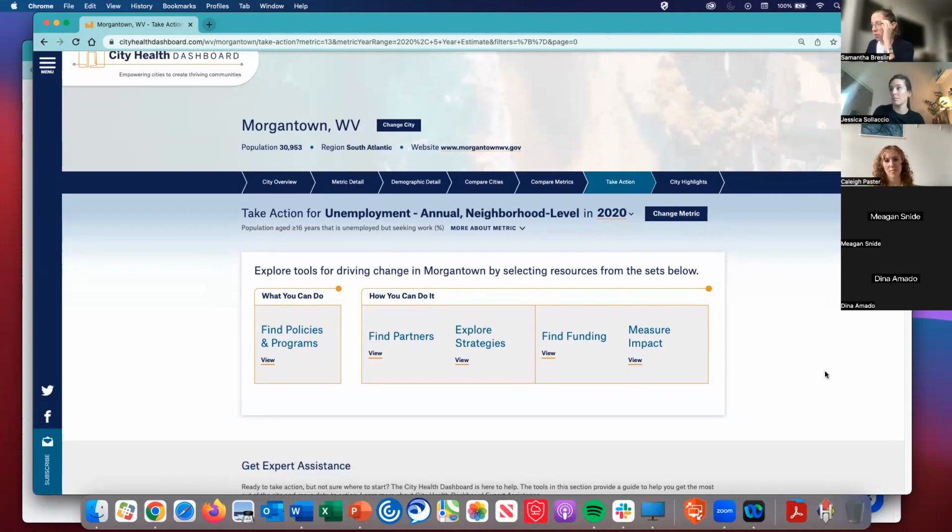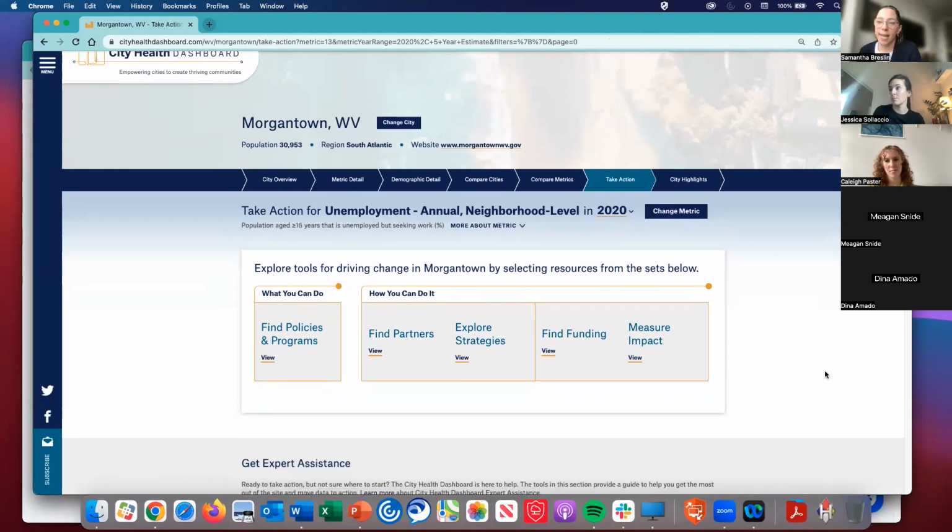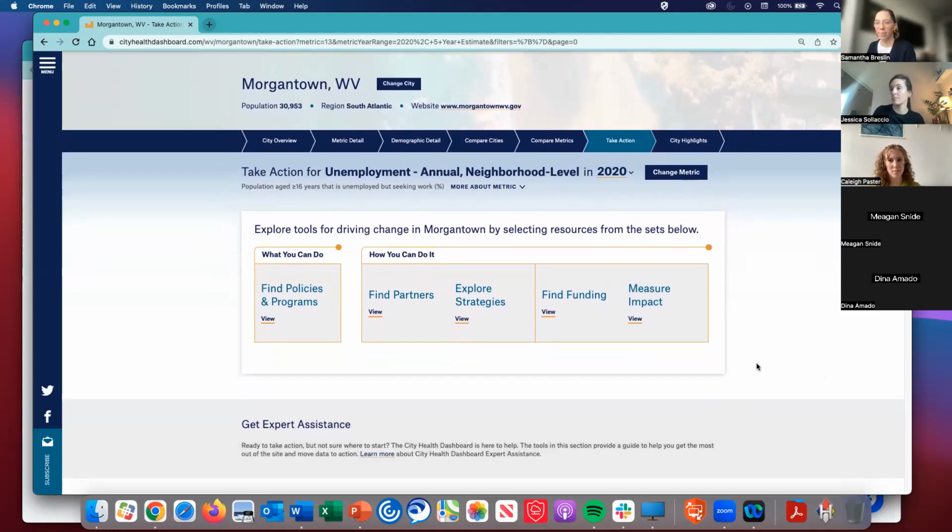Then take action. I think a lot of people will be interested in the take action part of the site. So when we launched in 2018, we did not have this part of the website built out. But after hearing from users being like, okay, great, you showed me how my city is doing.